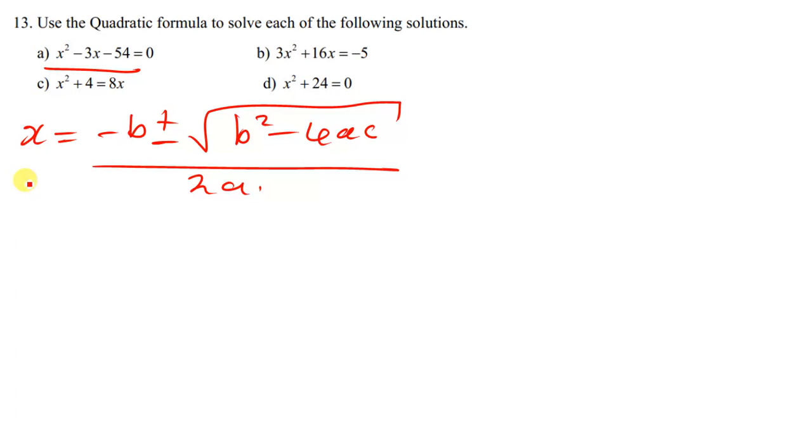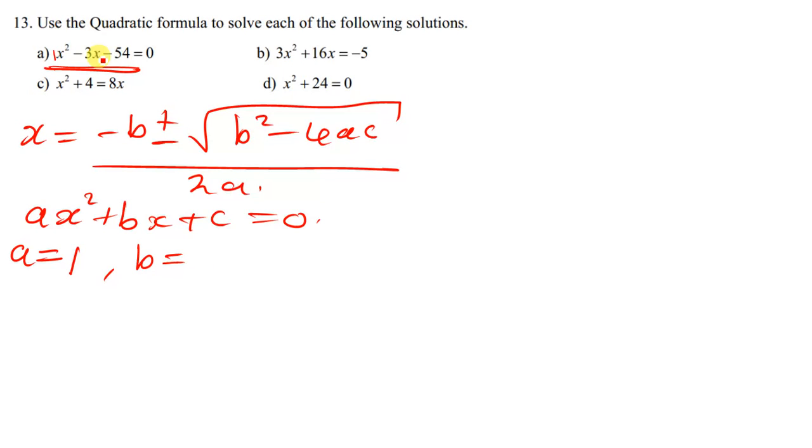So the first thing that we need to identify is the value of a, b, and c. So we know that the general format of a quadratic equation is ax squared plus bx plus c is equal to 0. So when we compare it with this, the value of a is simply just equal to 1, because that's the coefficient of x squared. Then the value of b is just equal to negative 3, because that's the coefficient of x. So we also have the value of c, which is just negative 54, which is just a constant in this case.